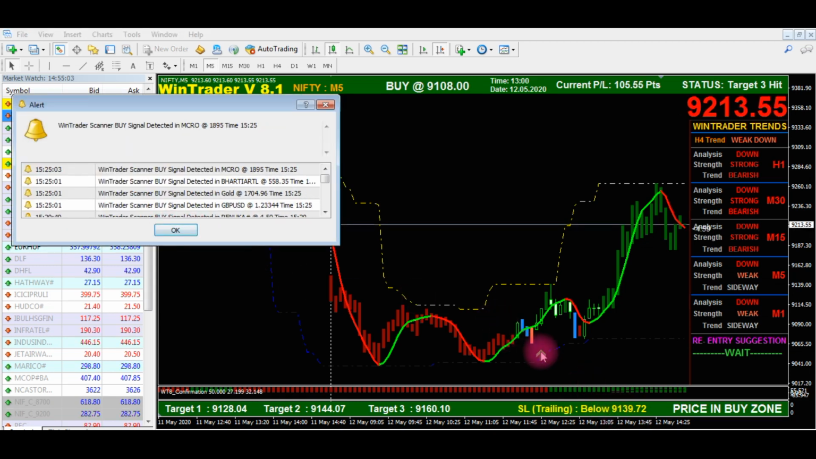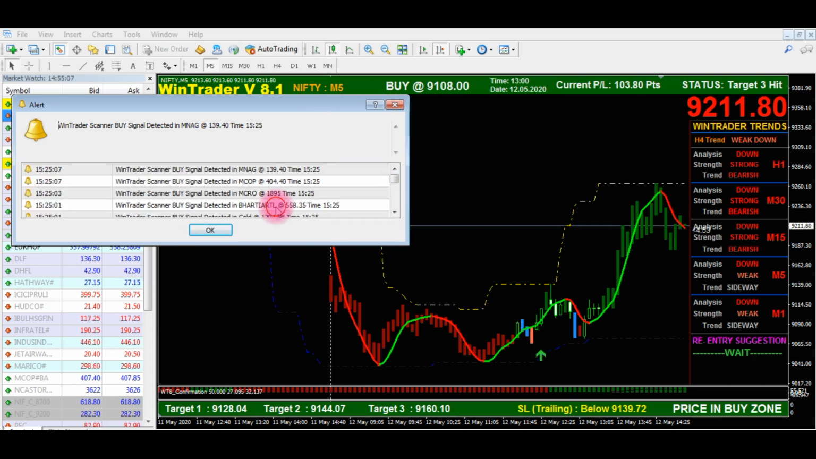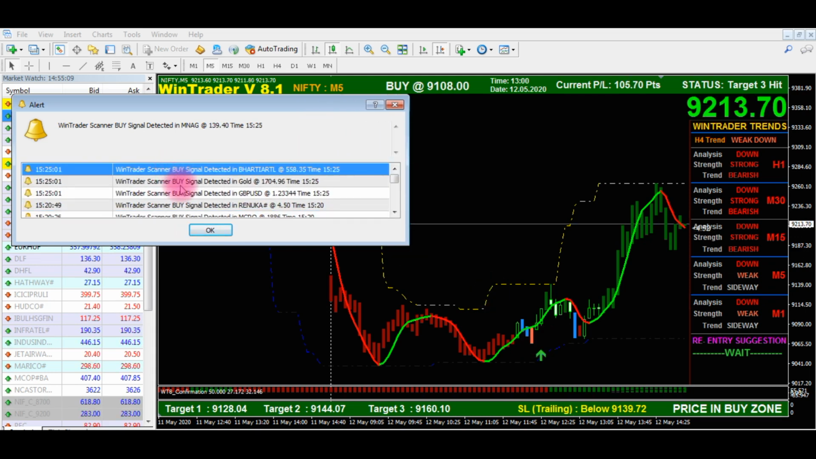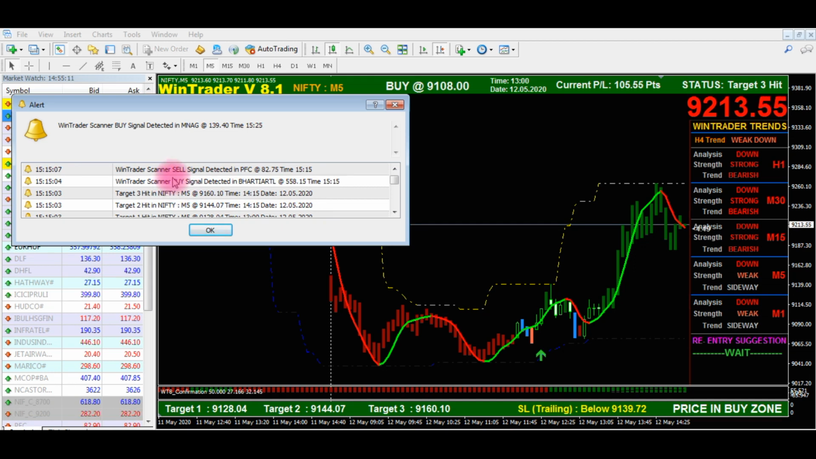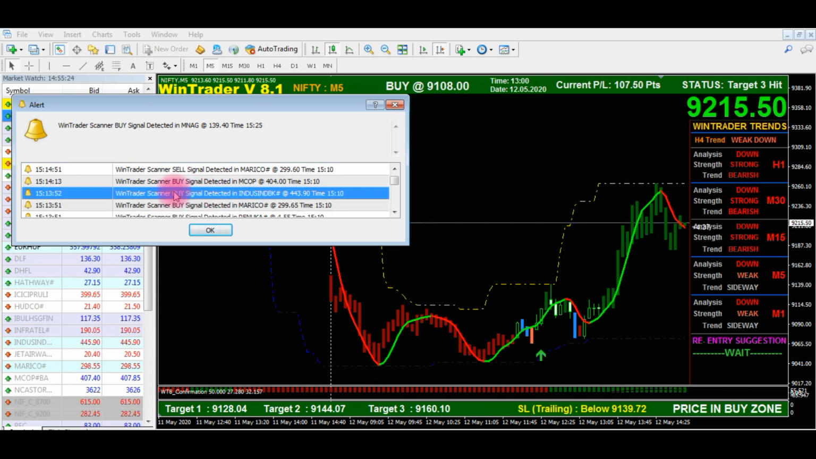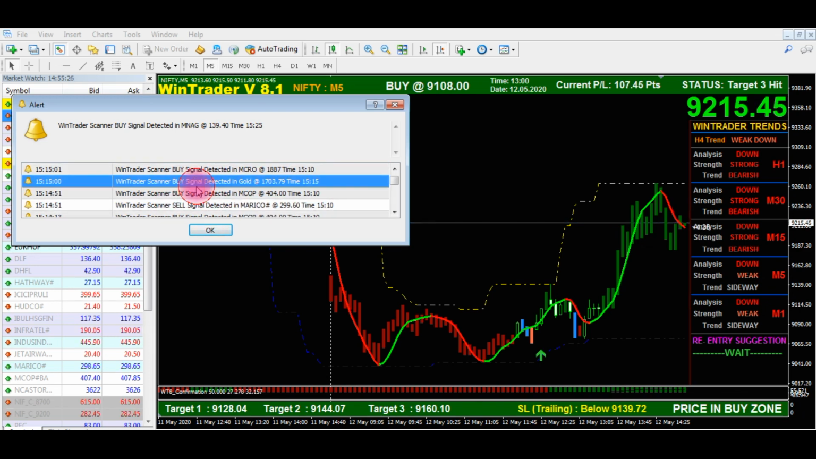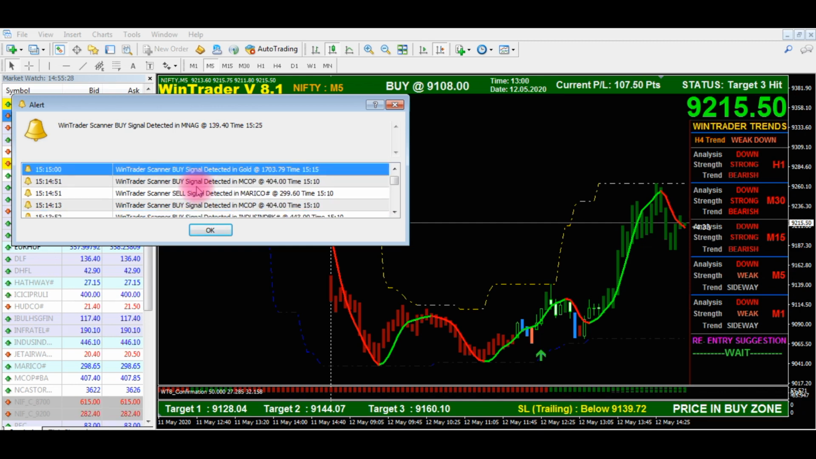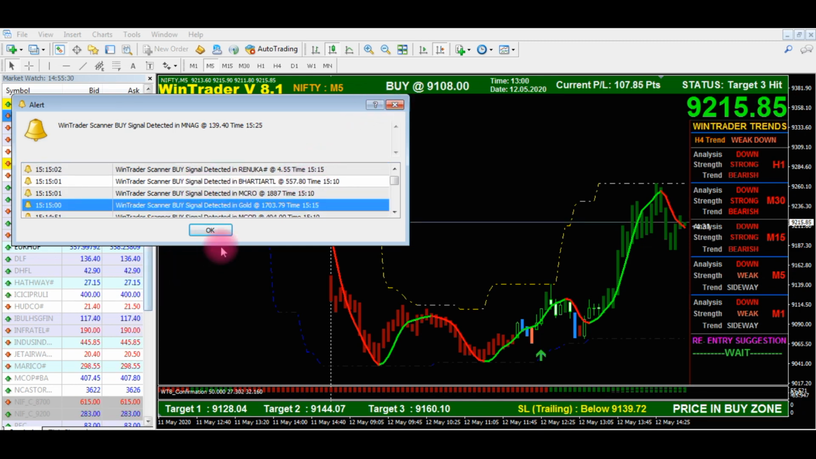If any signal is generated, you will get an alert message like this. This alert message shows at what price the buy signal was generated and what the targets are. I'll show you this kind of alert here. The scanner alert is mostly generated here. If any new signal is generated, you will also get an alert, such as scanner buy trend detected or new signal triggered.